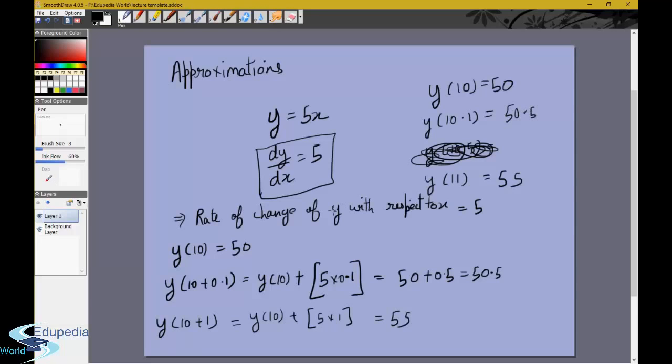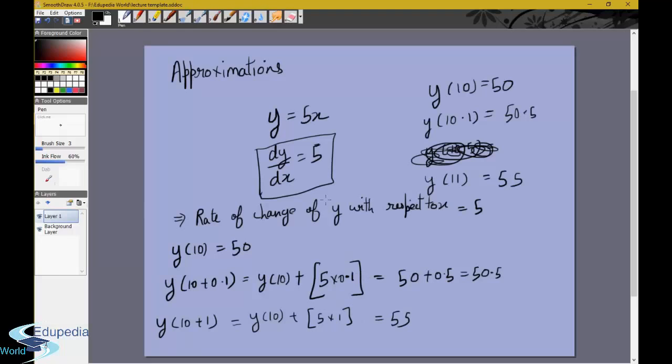Right. Now, I only used approximations in this simple case to try to show you how it would work, but there's one interesting thing about this specific function. Dy by dx is a constant, right? It is 5. So it is always constant. It doesn't matter whether x is 10 or 10.1 or 11 or 50 or 100, dy by dx will always be 5. So these relations are quite valid.